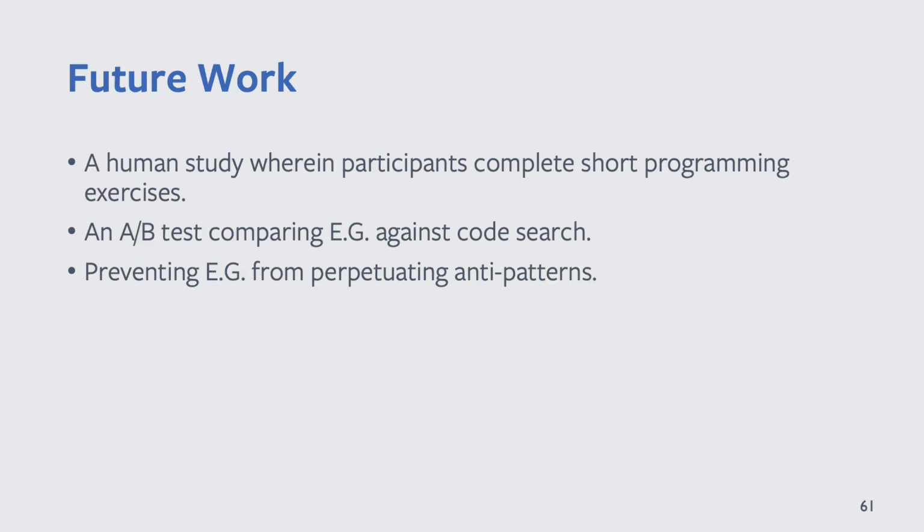Evaluating example generation is an interesting and complicated problem. A human study wherein developers complete short programming tasks could further illuminate how and to what degree EG helps developers to write code. A formal A/B test comparing EG against code search tools could also help to measure EG's effectiveness. Finally, more work could be done to ensure that EG does not perpetuate common anti-patterns. A potential solution would be to only index code in a codebase written after a certain threshold date. Exploring these options further is left for future work.